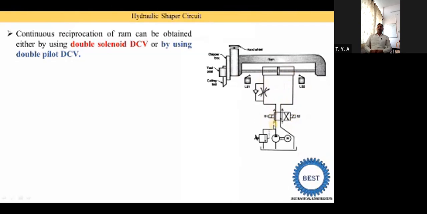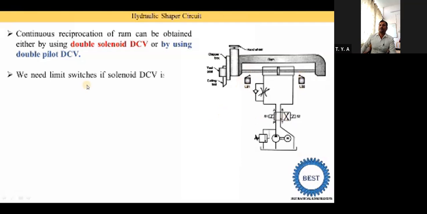And how do we operate the directional controller? There are a number of ways. A manual method is also available, but we need automatic continuous operation. For that we are required to choose the double solenoid DCV or the double pilot DCV. So here you see that we are selecting the solenoid type system, S1 and S2. And when we choose the solenoid operated directional control valve, we need to use the limit switches LS1 and LS2.